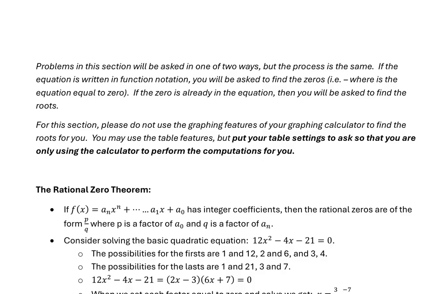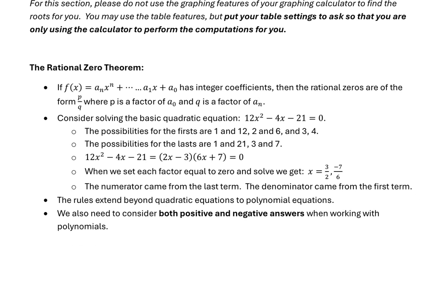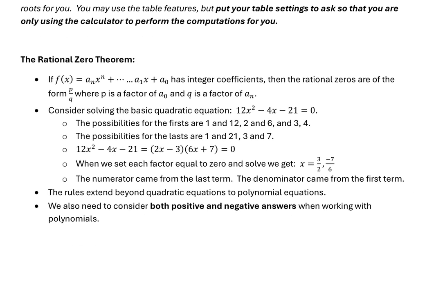All right, so let's go ahead and talk about the rational zero theorem. This is what we have: a polynomial function with integer coefficients, and we can figure out the possible rational zeros. These are going to be of the form P over Q, where P is a factor of the constant term, and Q is a factor of the leading coefficient.